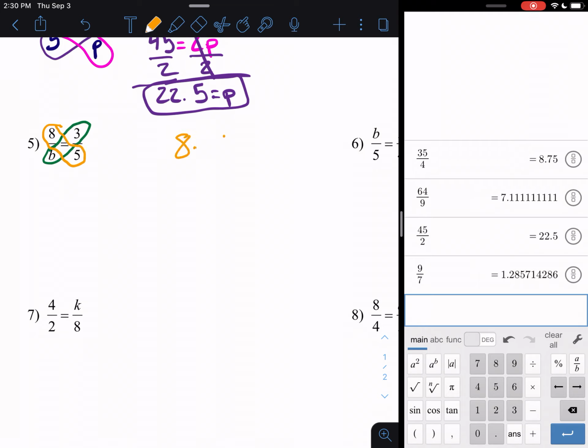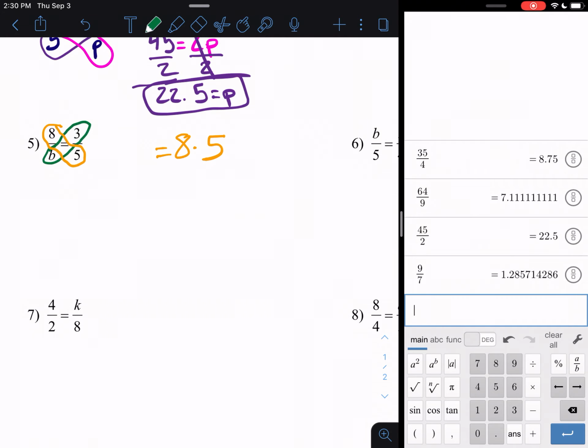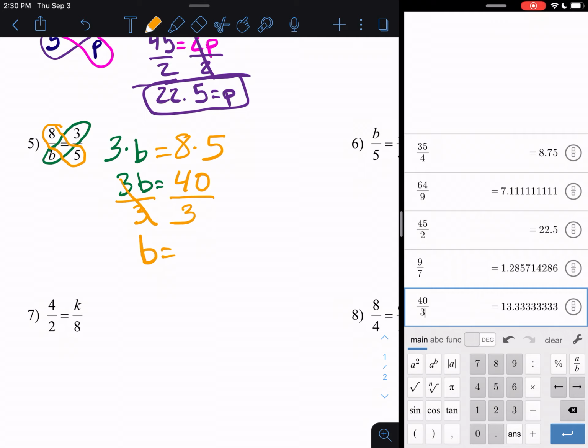So 8 times 5 on the left, or on the right, excuse me, and then 3 times B on the left. I don't even know my rights and my lefts, I'm sorry. So then 3 times B is the same as 3B equals, then 8 times 5 is 40. Then I have to divide both sides by 3. 3 divided by 3 is 1. So I'm left with B equals, then 40 divided by 3, and I get 13.33.